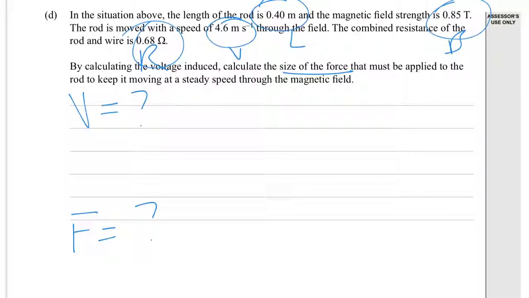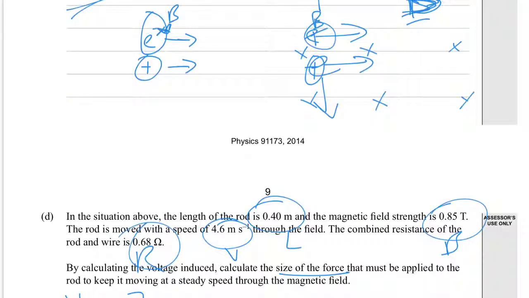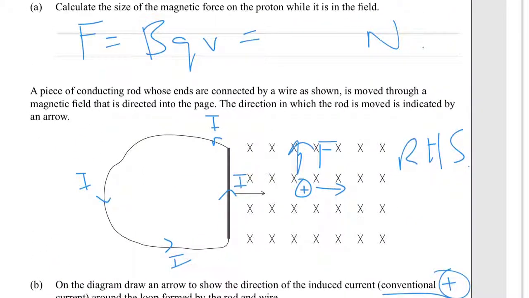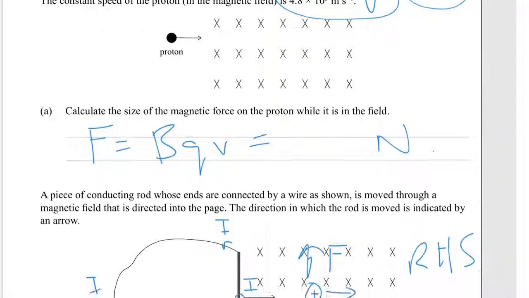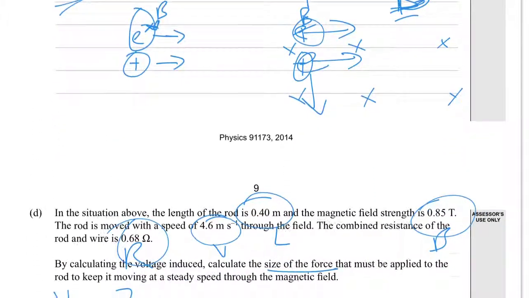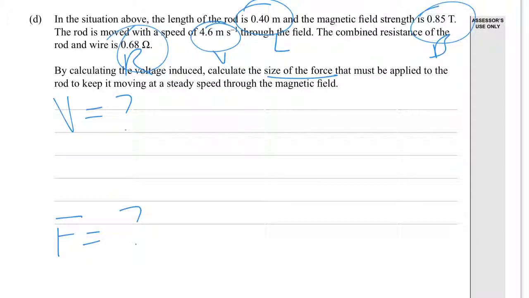So, do we have any other information? V equals I times R would be good. Do we have a current induced earlier on? No. Oh, hang on, the constant speed of the proton. No, we've already used that. Carrying on. Rod and wire, calculating the voltage induced. We must have to use V equals BvL. I just wondered if we were doing another calculation, and then F equals, I don't know, 4.6 meters per second. Something a little bit odd about that.